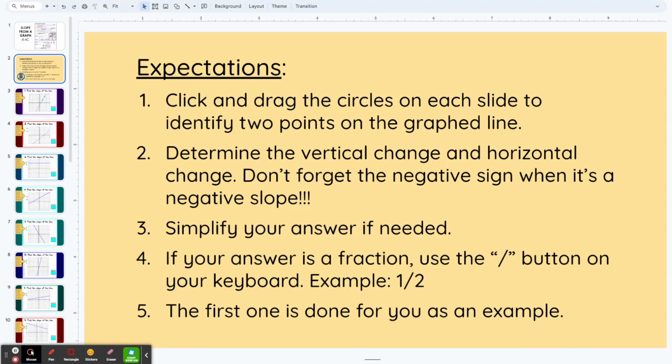Now, you have the expectations here. Click and drag the circles on each slide to identify 2 points on the graph line. Determine the vertical and horizontal change. Don't forget the negative sign when it's a negative slope. Simplify your answers. If your answer is a fraction, use the / button on your keyboard. An example is right there for you of 1/2, okay? The first one is done for you as an example already.